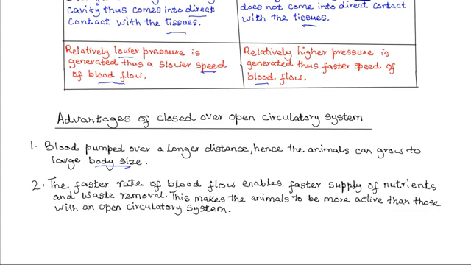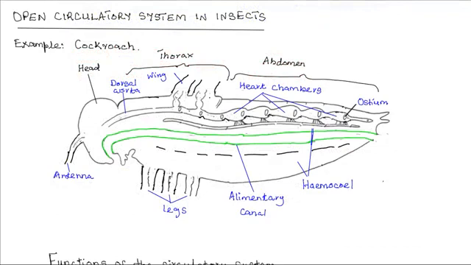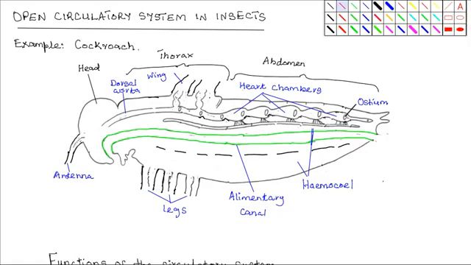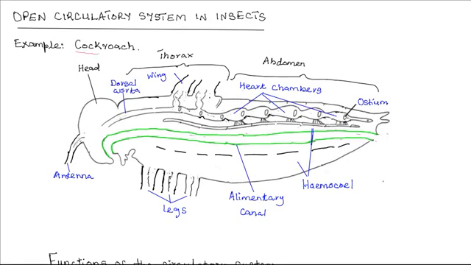Now, the second advantage is the faster rate of blood flow. The higher pressure enables the blood to flow at a faster rate. This means that nutrients are supplied at a faster rate and waste materials are removed faster. This makes the animals more active than those with open circulatory system, as in insects, and in particular, using the cockroach, we will look at the cockroach as an example of an insect that has an open circulatory system.